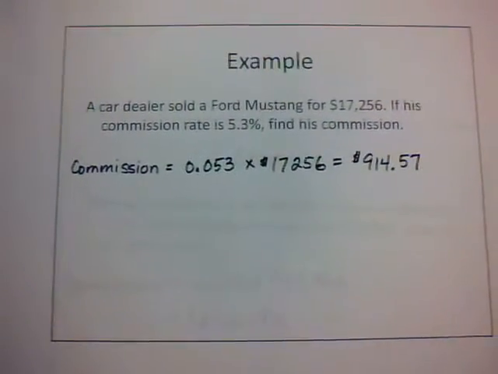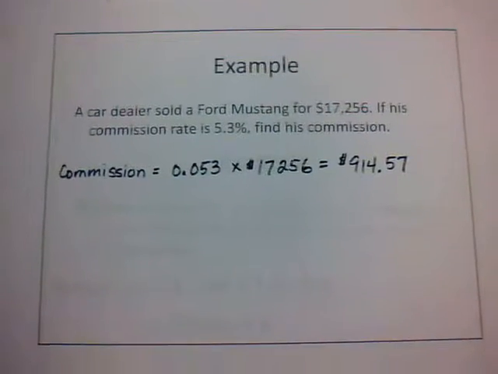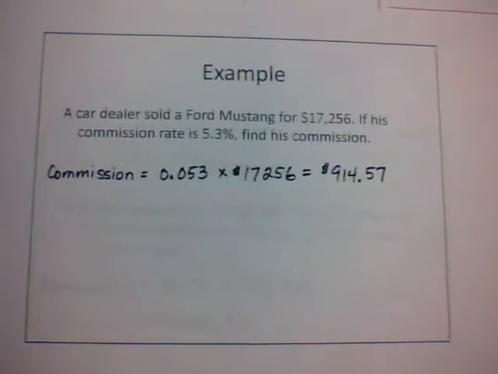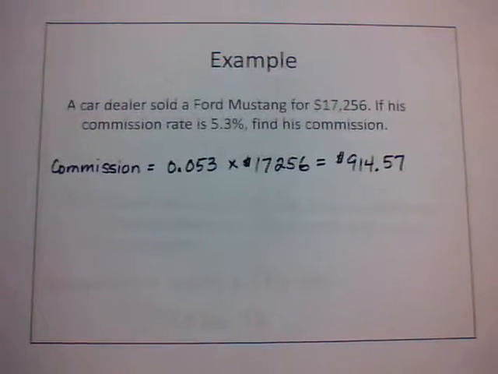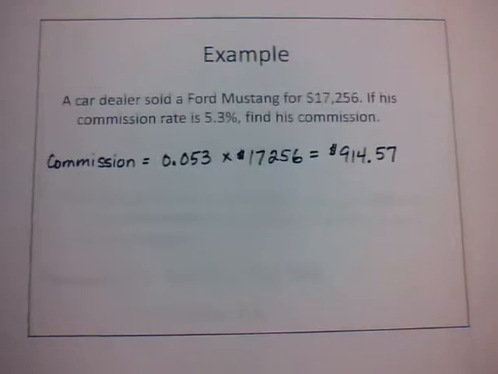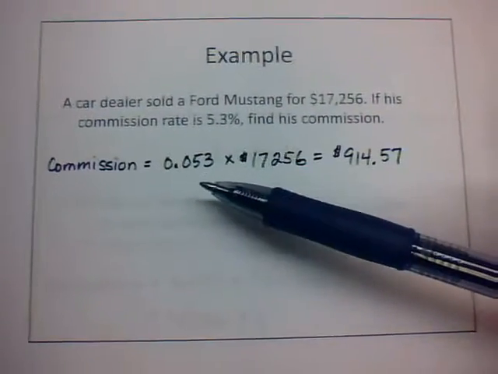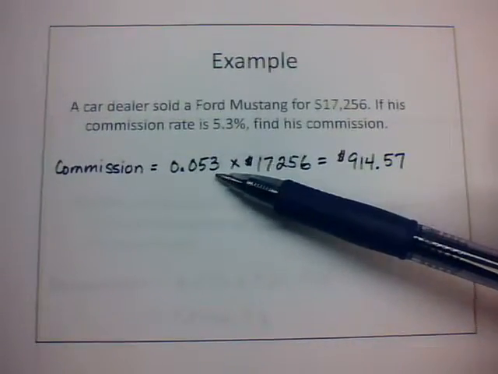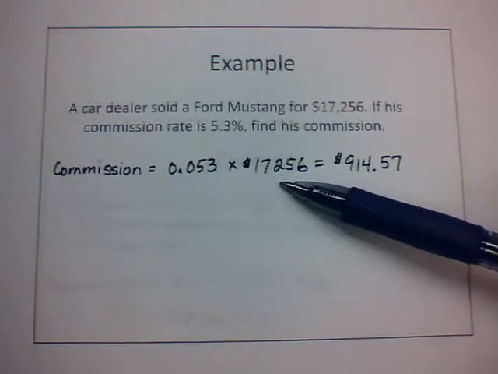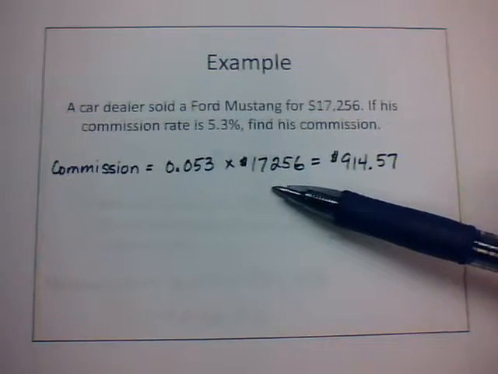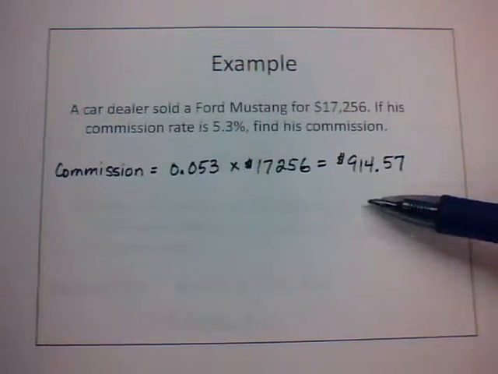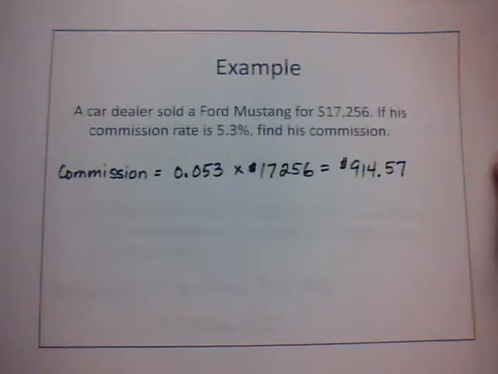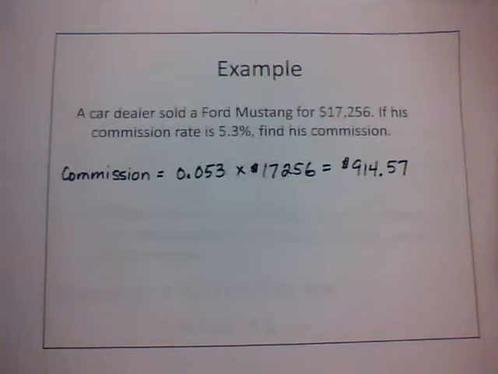So let's say we want to find the amount of the commission here. A car dealer sold a Ford Mustang for $17,256. If his commission rate is 5.3%, find his commission. So we just simply multiply the commission rate of 5.3%, as a decimal would be 0.053, multiply that by the cost of the Ford Mustang, which is $17,256, and you'll end up with a commission of $914.57. So that would be the amount of the car dealer's commission.